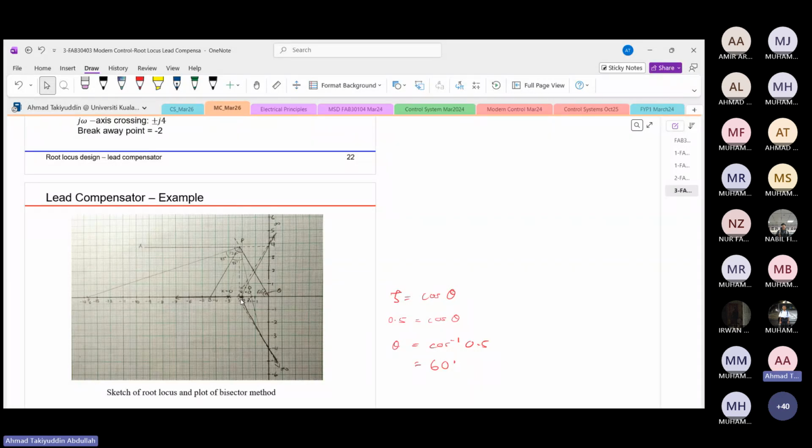Anything before I stop our session? Sir, for the quiz next Thursday, the topic will be covered until which chapter? Just plot the root locus. So the lag compensator will not be in the quiz then? If lag will be there, it will be just the lag compensator that you need to determine for the K, because both lag and lead will be the same in the determination of K.